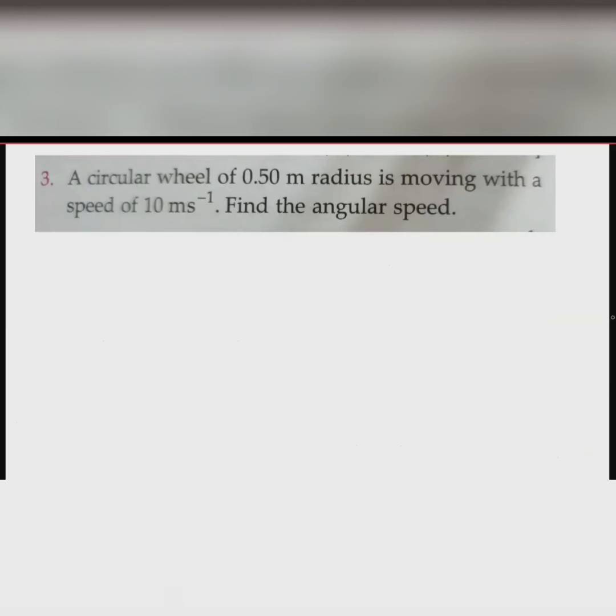Okay. Question number 3. A circular wheel of 0.50 meter radius is moving with a speed of 10 meter per second. So radius is 0.50 meter. It is moving with a speed of 10 meter per second. You have to calculate the angular speed. This is very simple. Ma'am, 10 is equal to 0.50 into omega. So I get omega as 100 by 5, that is 20 radian per second.